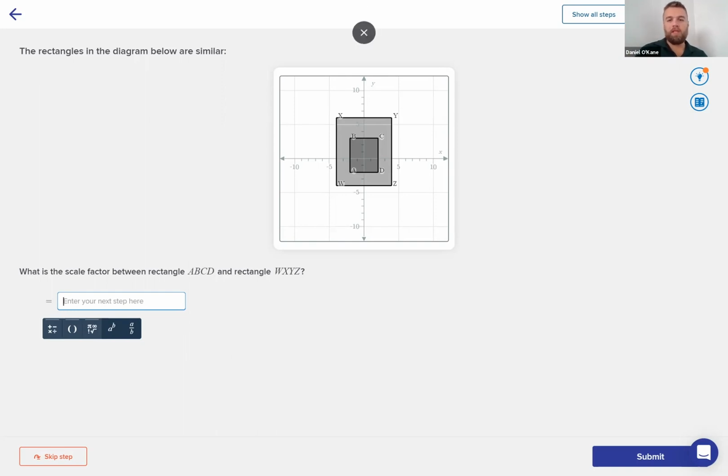The smaller rectangle is described by these vertices A, B, C, and D. And then the larger rectangle is described by these vertices, W, X, Y, and Z. So to find that scale factor, and if you know the answer, please feel free to write this in the chat box before I tell you. You can just, using the Cartesian plane, calculate those lengths and widths.